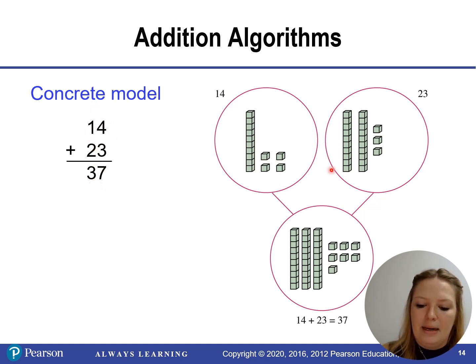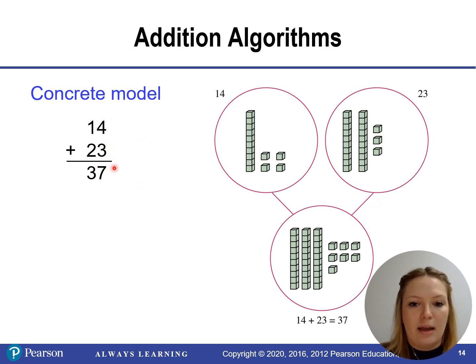But really what's happening here is I'm combining my ones: my 4 ones and 3 ones give me 7 ones, and my 1 ten and 2 tens give me 3 tens. So really how I should read this is instead 4 ones plus 3 ones gives me 7 ones, and 1 ten plus 2 tens gives me 3 tens. So that gives me a total of 3 tens and 7 ones, or 37.